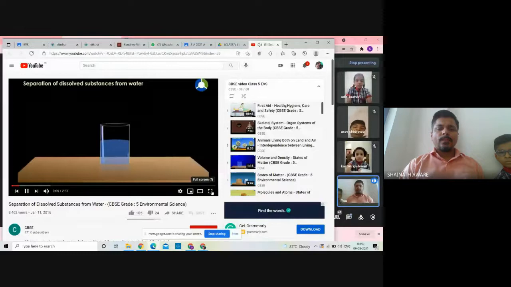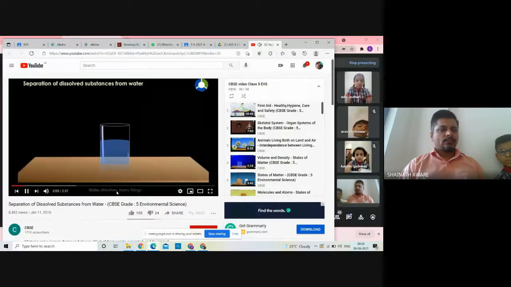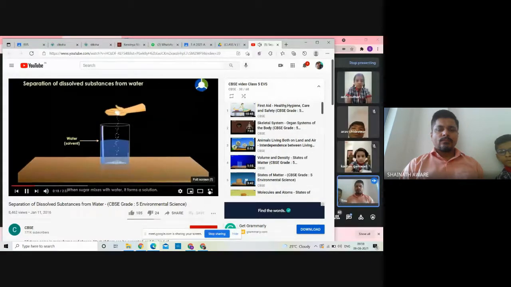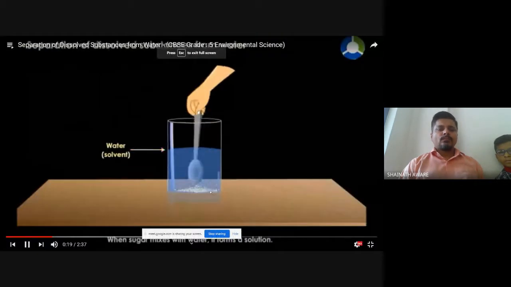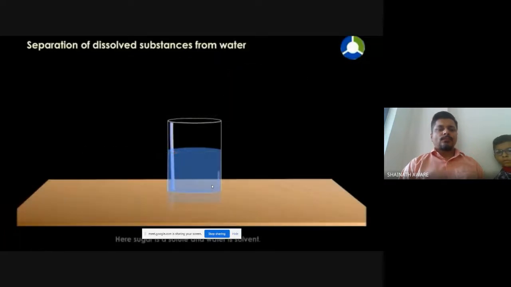Separation of dissolved substances. Water dissolves many things. When sugar mixes with water, it forms a solution. Here, sugar is a solute and water is the solvent.